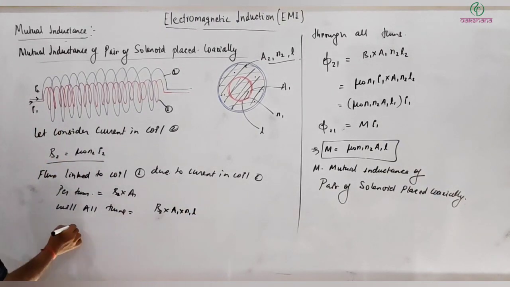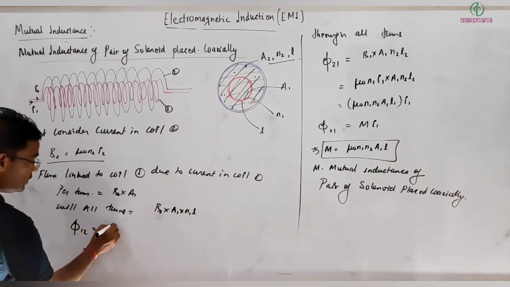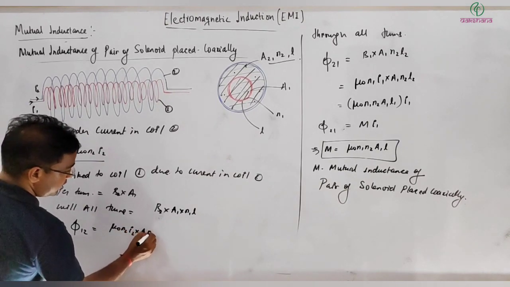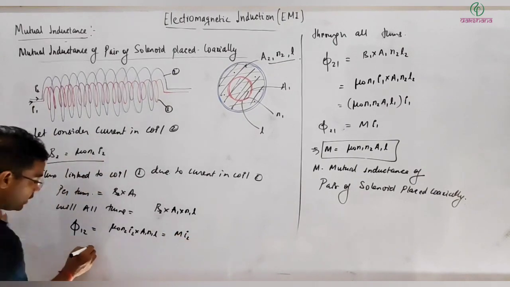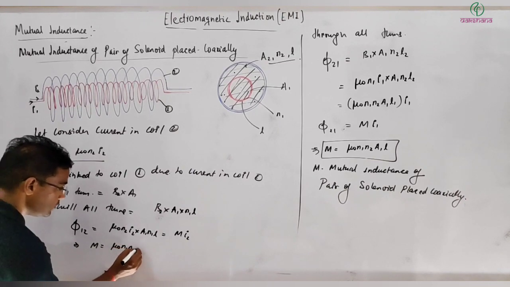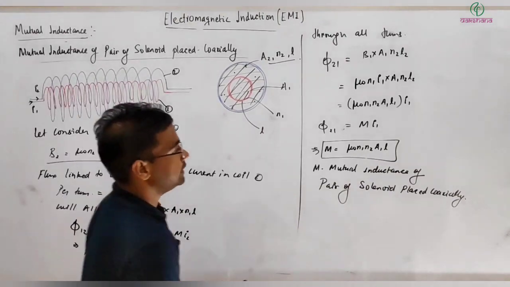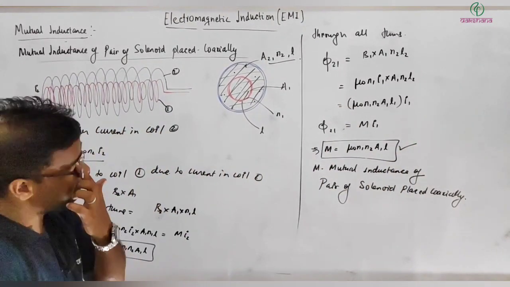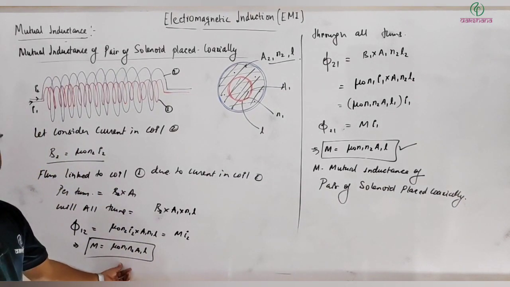And this is the flux in coil 1 due to current in coil 2, and this is mu naught into N2 into I2 into A1 N1 into L. And you can see this is M into I2. Comparing it, M is coming out to be mu naught N1 N2 A1 into L. And you can check it is exactly the same thing. Mu naught N1 N2 A1 into L.